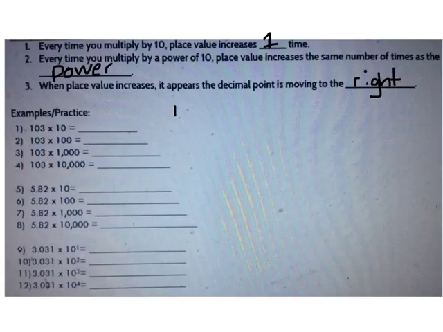103 times 10. Remember, the decimal point is always right after the ones place. If I multiply times 10, how many times will the place value increase? Well, that's 10 to the first power. So I can move the decimal to the right one time. I can fill in the blank with a zero. My answer is 1,030.